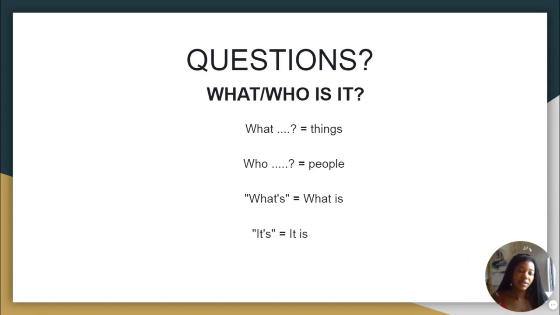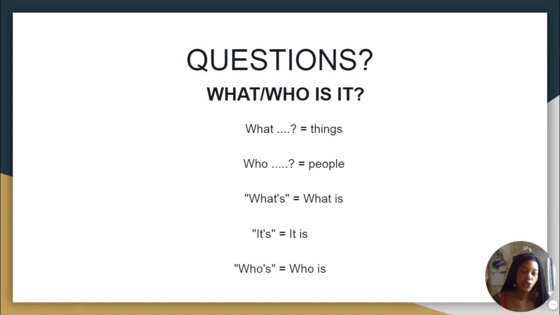It is means it is. It is my name. It's my car. Donc, c'est ma voiture. C'est ma maison. On ne dit pas it is my house, it is my car. On a a small version that gives you it's.